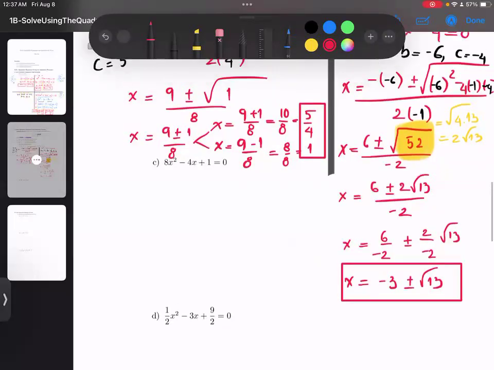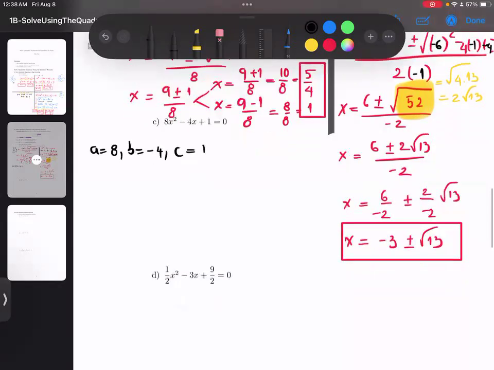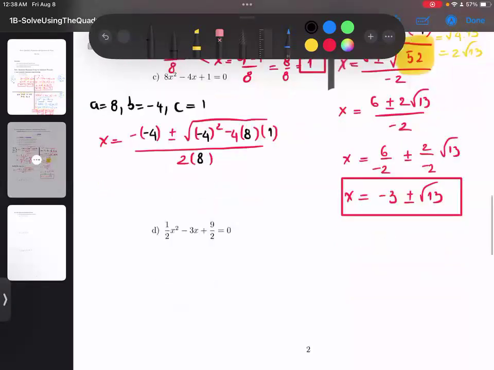Why don't you try C? You know what, no, we do C together. So A is 8, B is negative 4, C is 1. Okay. x equal, 2 times 8. B is -4, so -4, 8, 1, 8. Okay.